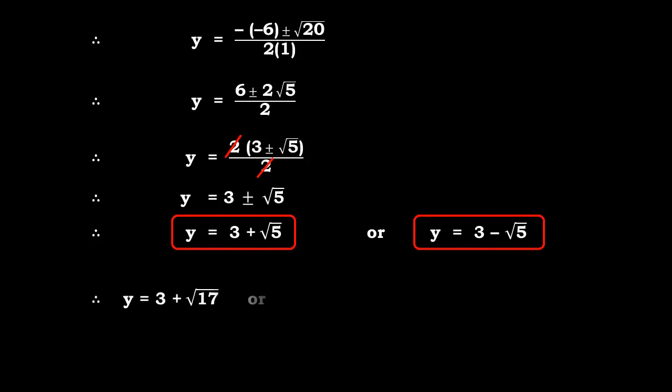So we can write the values: y is equal to 3 plus root 17 or y is equal to 3 minus root 17 or y is equal to 3 plus root 5 or y is equal to 3 minus root 5.